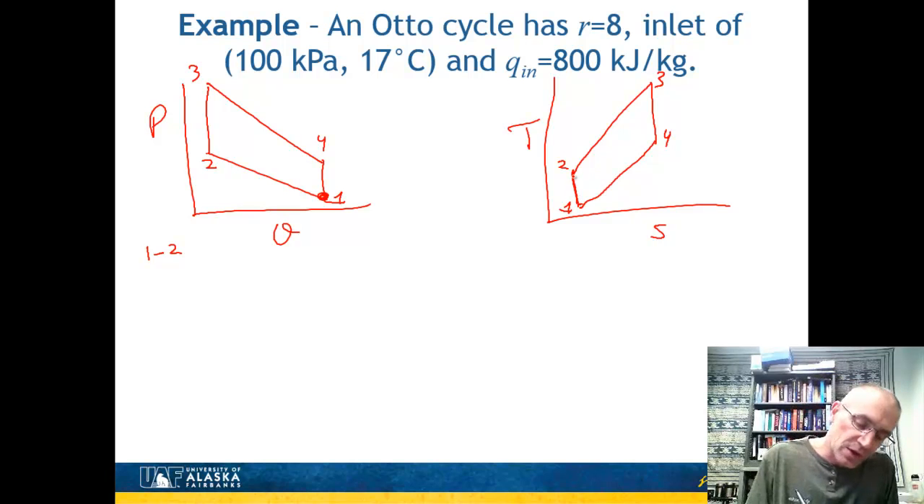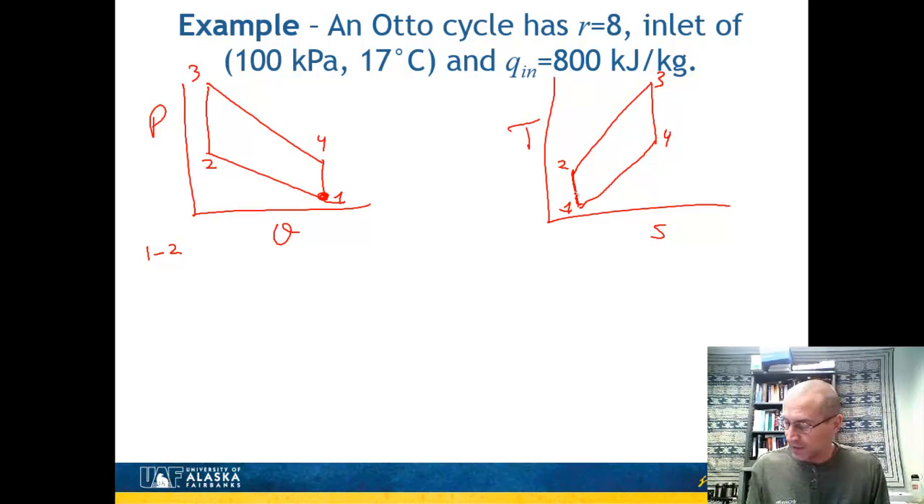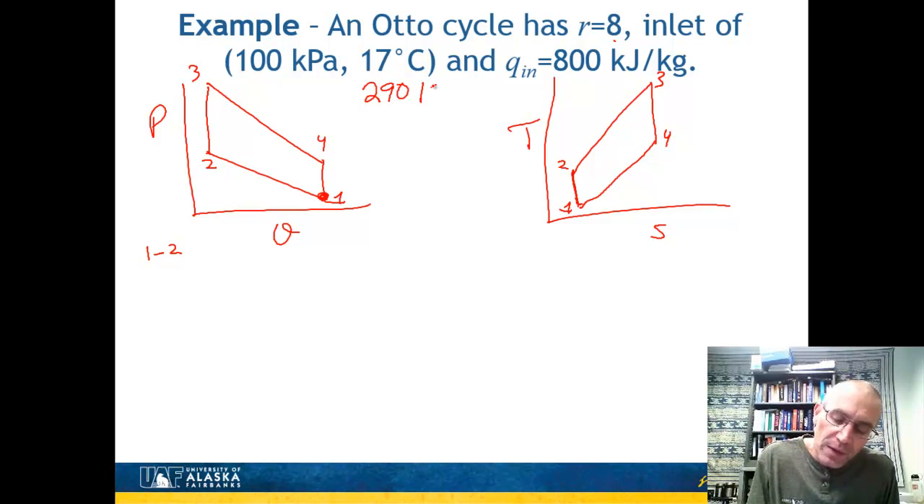You can see it's isentropic. It's straight up and down on the TS diagram. And so I want to figure out what conditions at 2 are relative to point 1. And I know one thing over here is that since the compression ratio is 8, the volume at point 1 is 8 times the volume at point 2. And the other thing I know at point 1 is the temperature is 17 degrees Celsius, or 290 Kelvin. And we'll realize in a second why it's nice to have that in absolute.